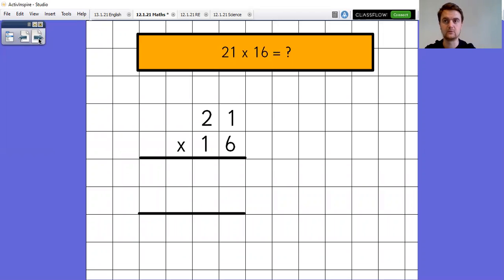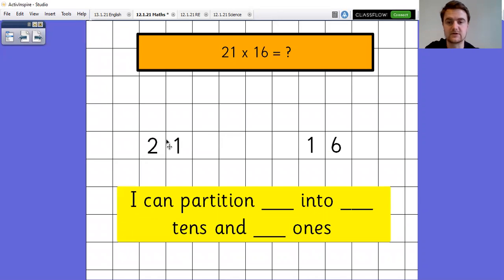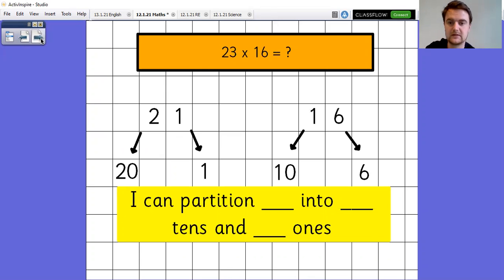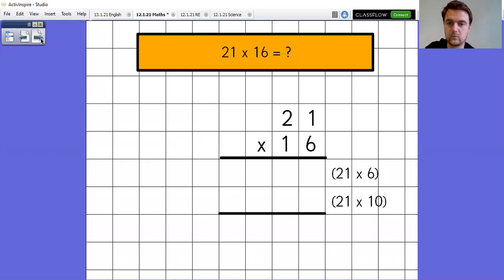You can see I've set it out in almost exactly the same way, but I've given myself 2 rows instead. I can partition 21 into 2 tens and 1 one, and I can partition 16 into 1 ten and 6 ones. When I'm working it out, I can split my rows underneath the sum so that I've partitioned the bottom number. I'm going to do 21 times 6 in the top row and 21 times 10 in the bottom row.